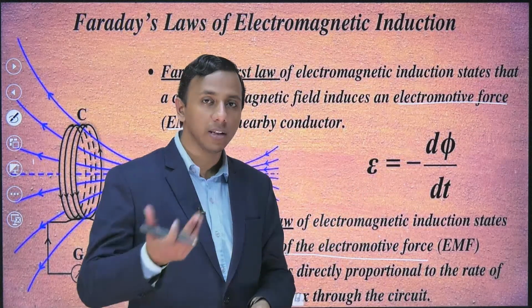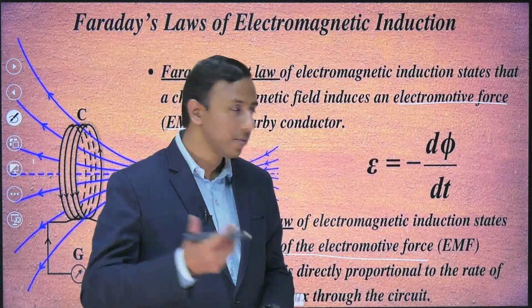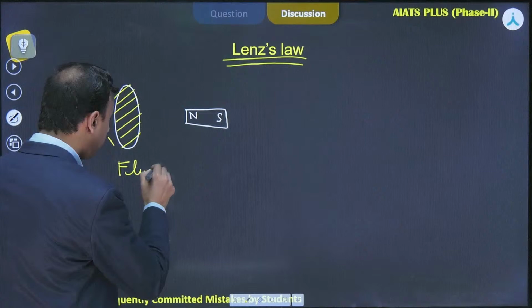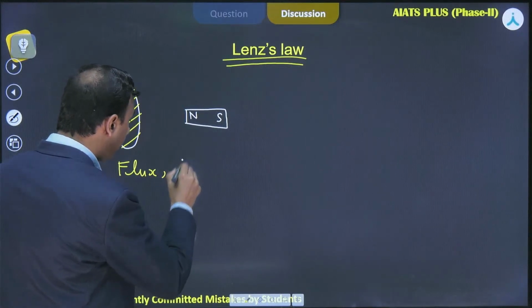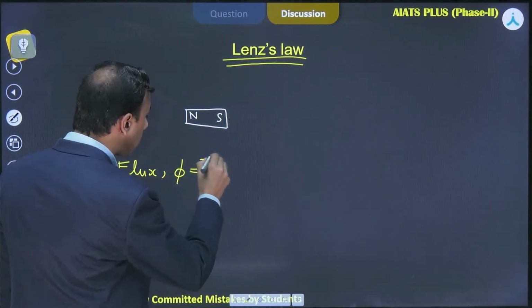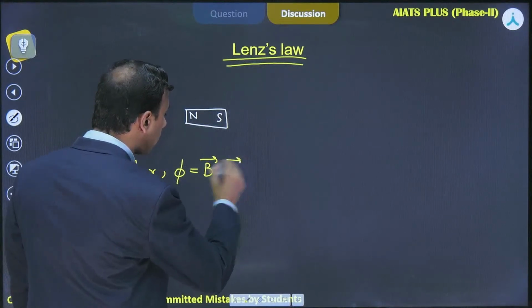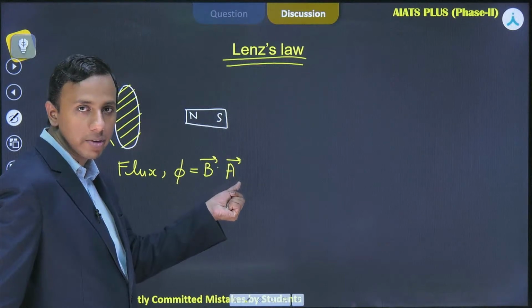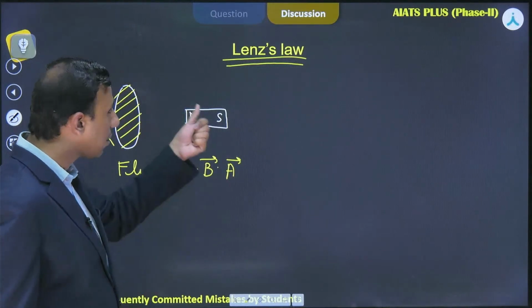And what is phi, by the way? Phi is your flux, which is given by B dot A. These topics you have covered already. It is composed of two components, the magnetic field and the area vector. All right, so coming to Lenz law.